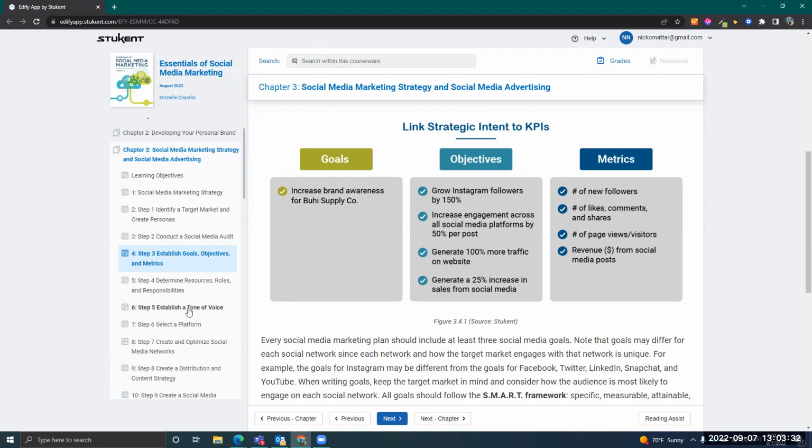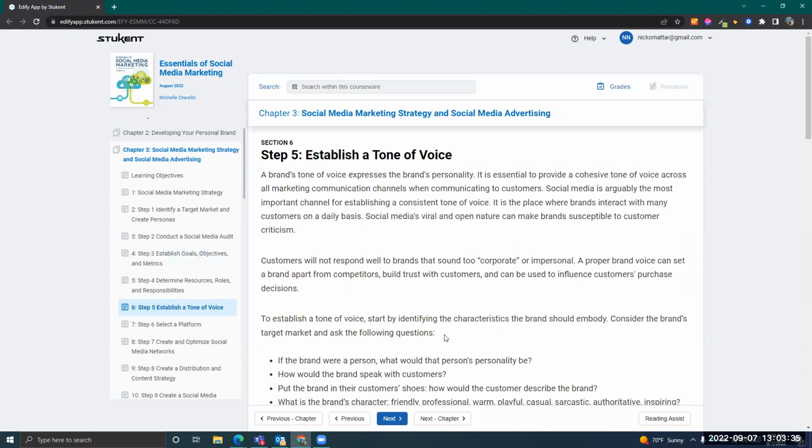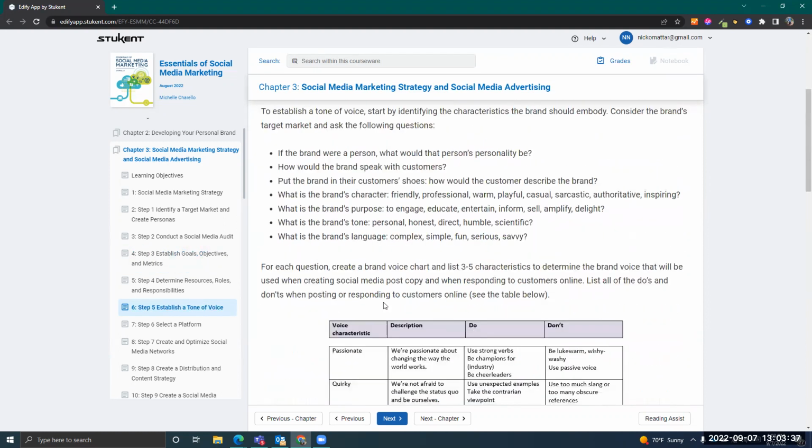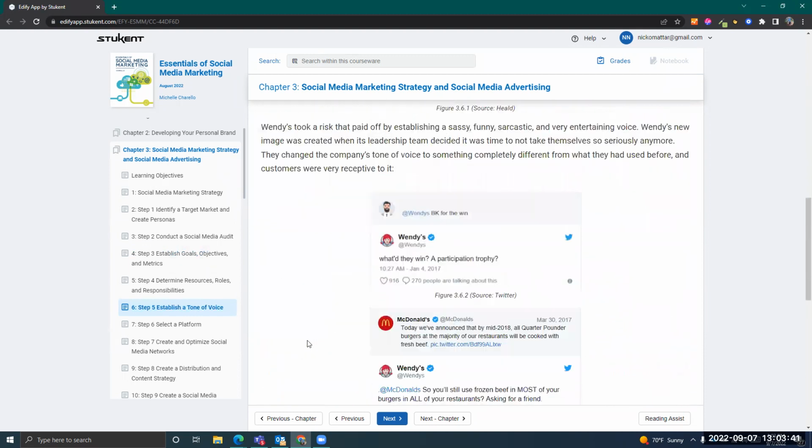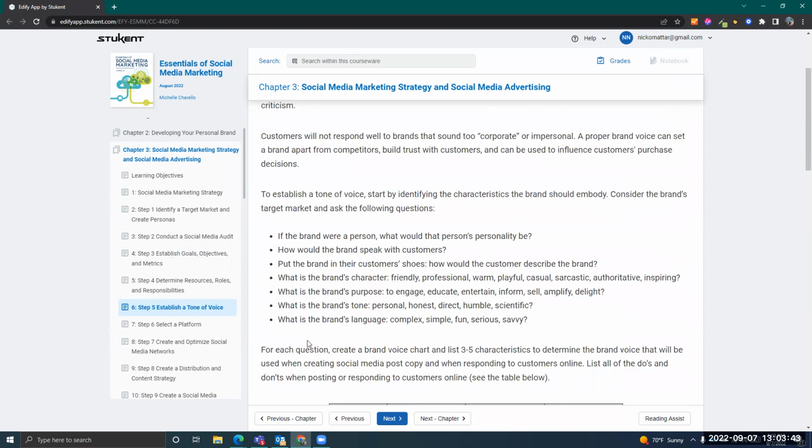And then let's go to step 5. Establishing a tone of voice. This is a critical step here. Again, pretty straightforward, pretty short. These questions are valuable to ask. If the brand were a person, what would that person's personality be? How would the brand speak with customers, et cetera, et cetera?